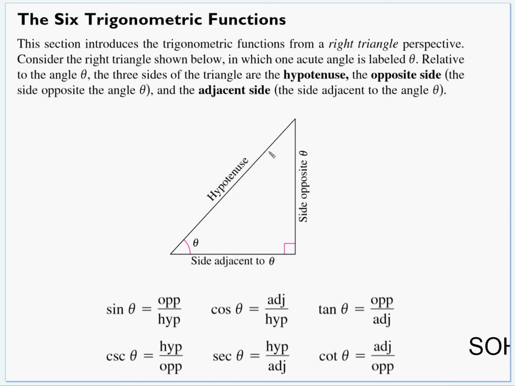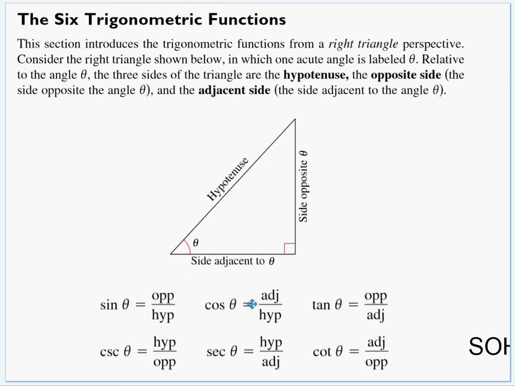But what if we changed our angle's perspective? I'm going to call this angle up here theta prime. Now, theta prime's opposite side is this side, which is the adjacent side to angle theta. And the side adjacent to theta prime is the opposite side from theta. So again, this is all a matter of perspective from what angle we are looking at, what side is opposite and adjacent. Again, the hypotenuse is always the hypotenuse.